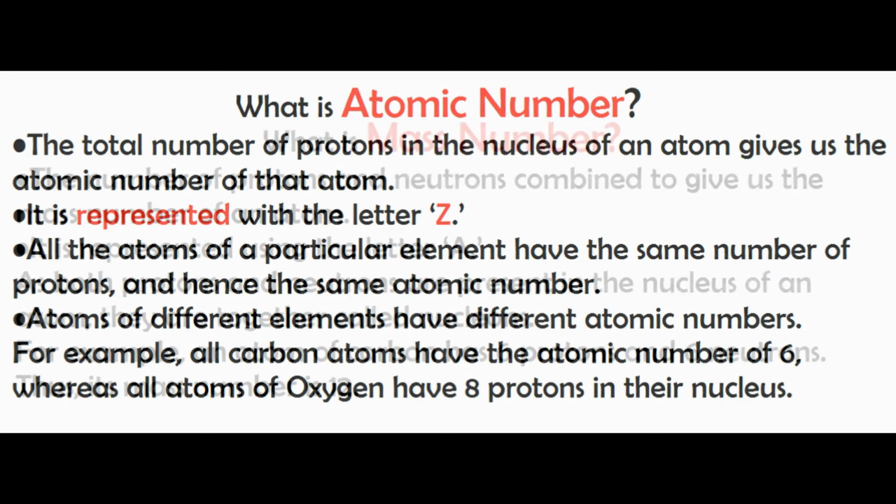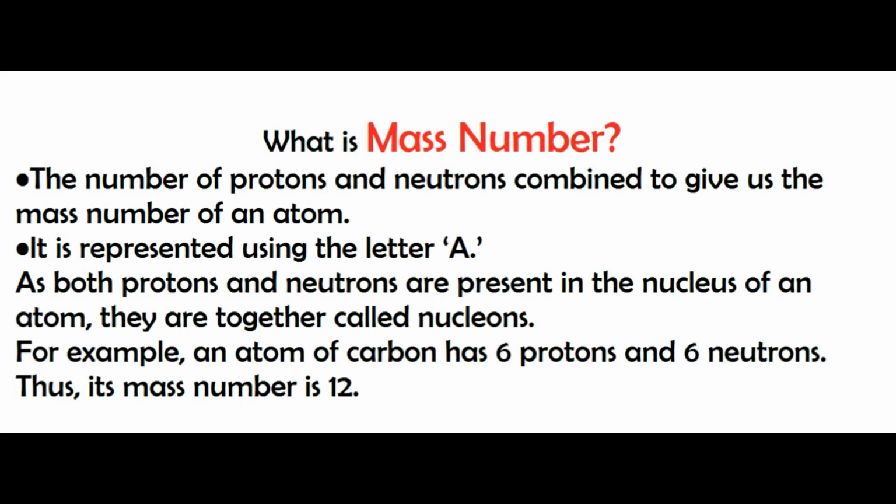So next we will talk about mass number. What is mass number? The sum of protons and neutrons in the nucleus of an atom is called its mass number. So it is represented by capital A. The hydrogen atom has only one proton in its nucleus. Its mass number is also 1.